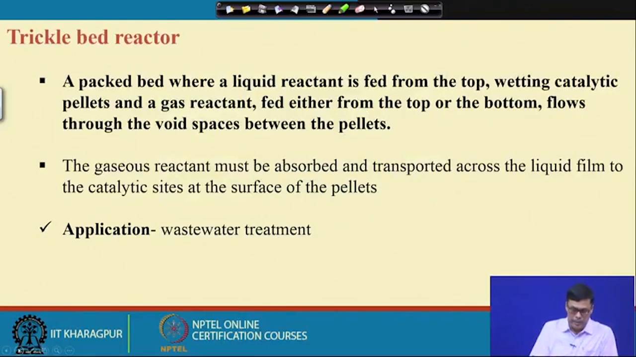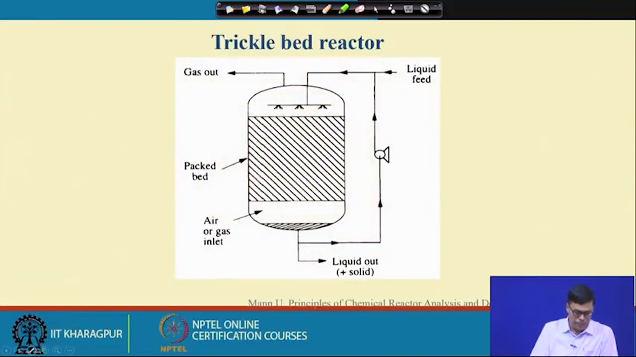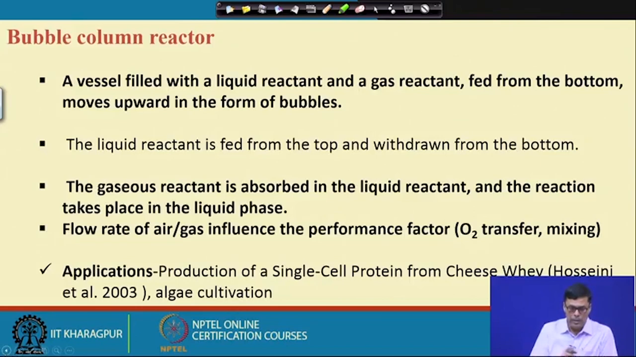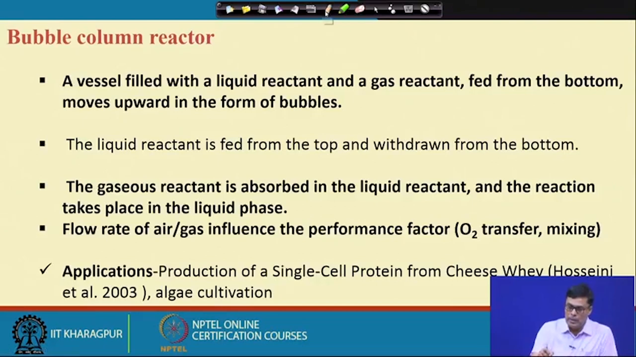Now, trickling bed reactor is something similar to the packed bed reactor. I do not like to discuss it again. The bubble column reactor is a very simple reactor. I can give the example that, suppose this is the column, and what we do, there is a sparger here. We put a sparger, and this is the liquid, and the bubbles will go like this. So, you have cell suspension here that will react there.